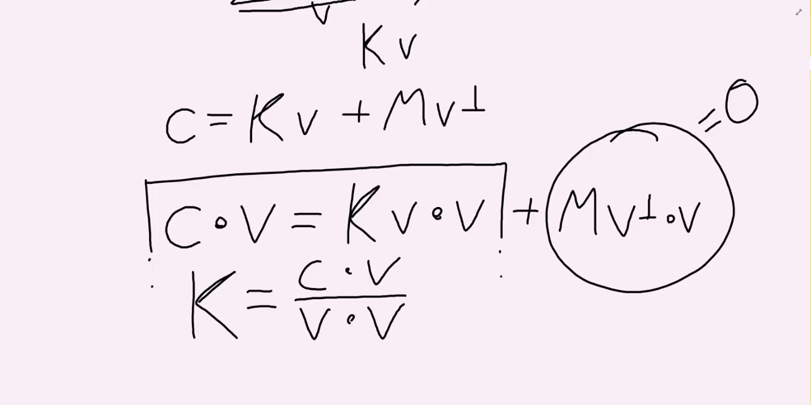We can do the same thing for m if we want. We can now take the entire formula and take the dot product of that and v perp on both sides. Then we can eliminate k times v and solve for m. But that's not really of that much interest to us, since we can also find the second vector simply by subtracting k times v from c.